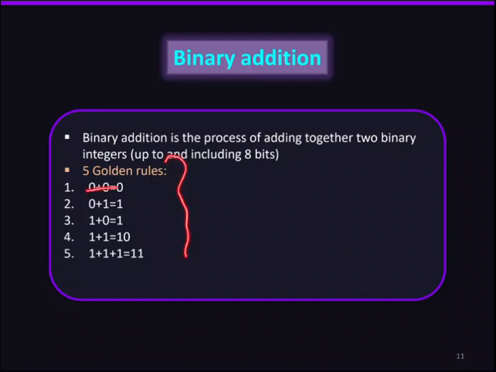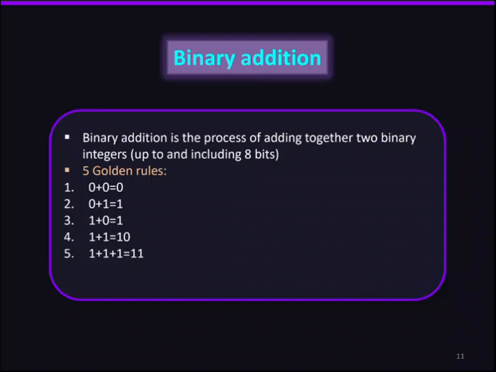There are 5 golden rules: 0 plus 1, 1 plus 1, 1 plus 0. This one is called the carry one, and this one is the value. And over here, 1 plus 1 plus 1 gives 1 as the carry, and the other 1 is the value. So there are 5 total rules we must memorize, so that we can easily do any binary addition.